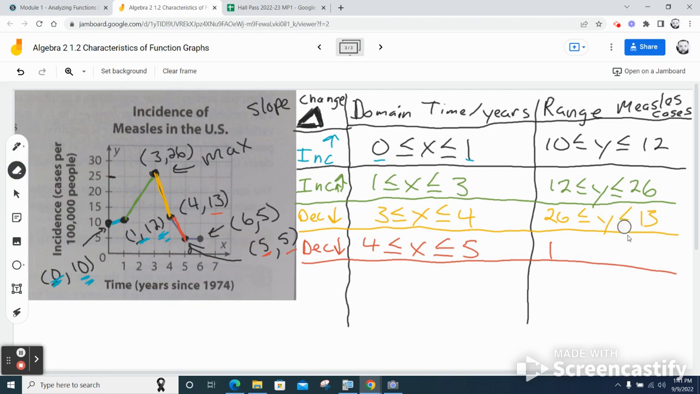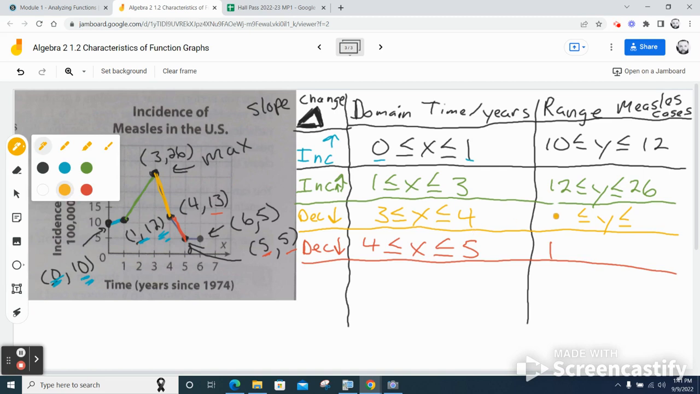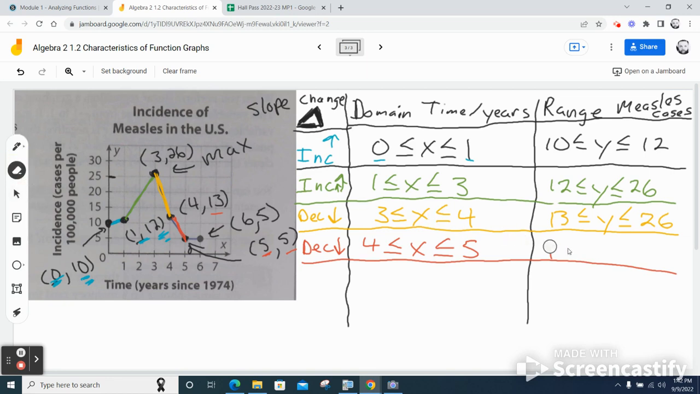I'm sorry. I hope you wrote in pencil. Is this how we normally write this? No, the range goes from the lower bound up front. You could write it another way. So this is the tricky part. It goes from 13 to 26. That's how we're supposed to write it. And then this one goes from 5 to 13.